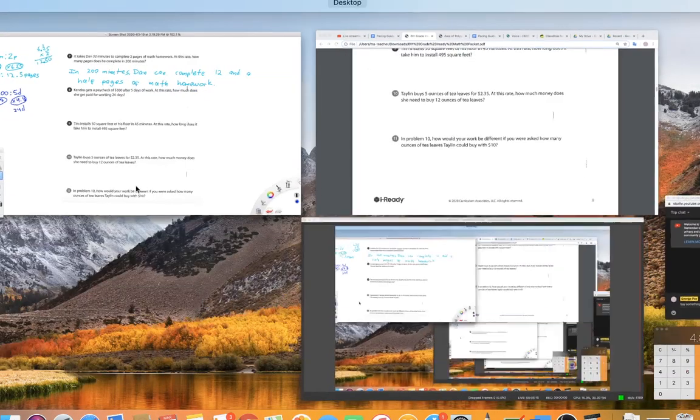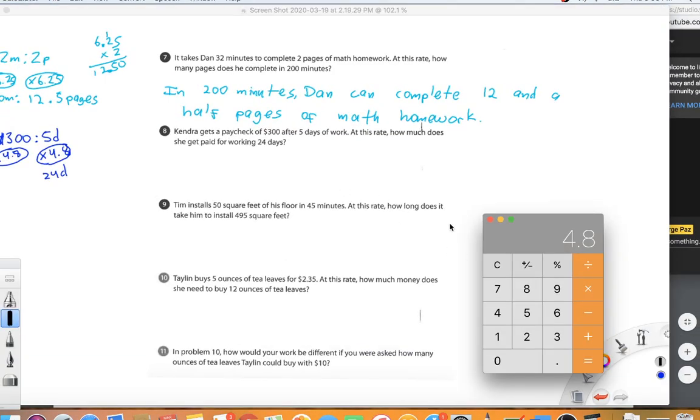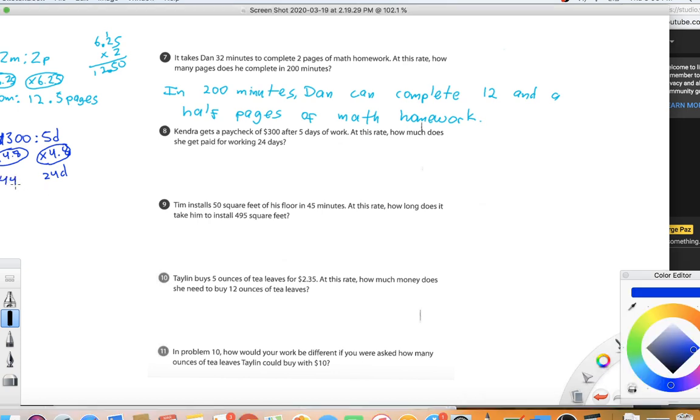So let's make sure. We can do 5 times 4.8. That gives me 24. So we're going to do it to the 300 as well. So we're going to do 300 times 4.8, and that gives us 1,440. That means that in 24 days, she would get paid $1,440. Next problem.